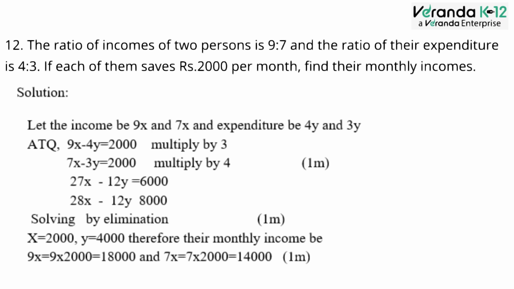So now we have got a pair of linear equations. Now you can solve using either elimination method or substitution method. After solving, we will get x is equal to 2000, y is equal to 4000. Therefore, 7x is equal to 14,000, 9x is equal to 18,000. So their incomes are 18,000 and 14,000. So the last question is question number 13.